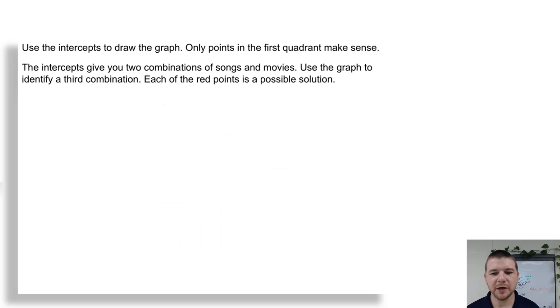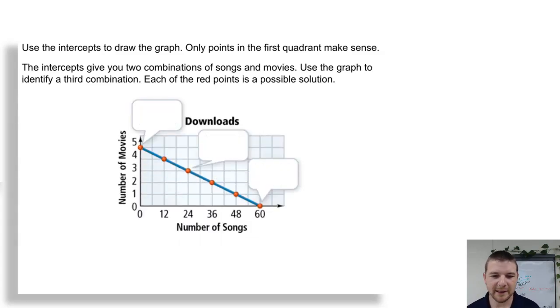The intercepts give you 2 combinations of songs and movies, but we can use the graph to identify a third combination. Each of the red points, which happen to be where grid lines cross and give us nice whole numbers, is a possible solution.